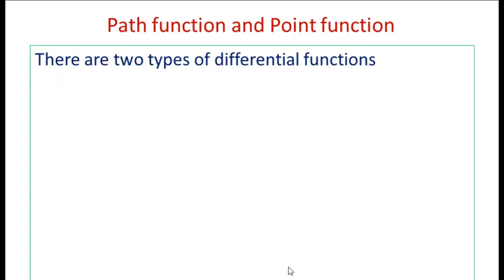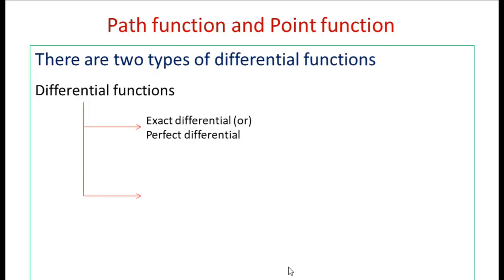There are basically two different types of differential functions available. One we call a point function, and the other one we call a path function. Other names for these two are exact differential and inexact differential. The exact differential is also called a perfect differential, and the inexact differential is also called an imperfect differential. So the exact differential is what we refer to as a point function, and the inexact differential is what we call a path function.